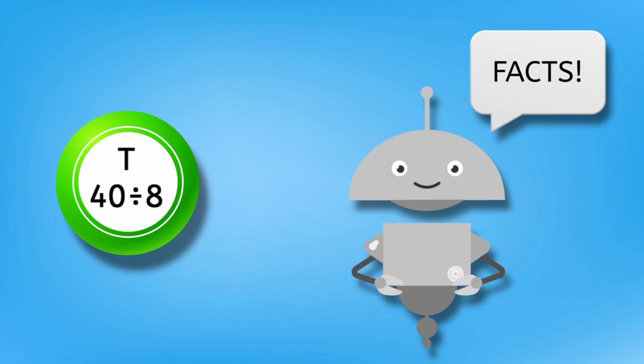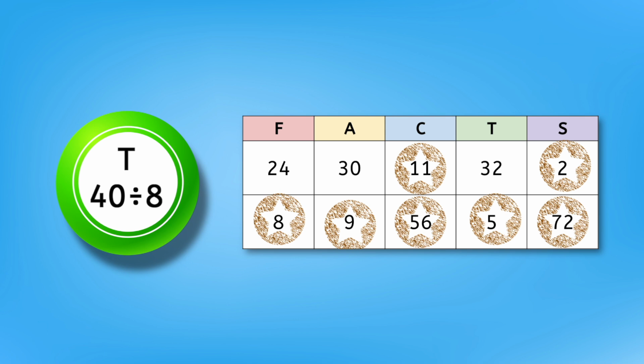Oh, Evan called facts. Let's check his board. Looks like he has a horizontal row of 5. Pause here to check. Did he mark the same answers you did?